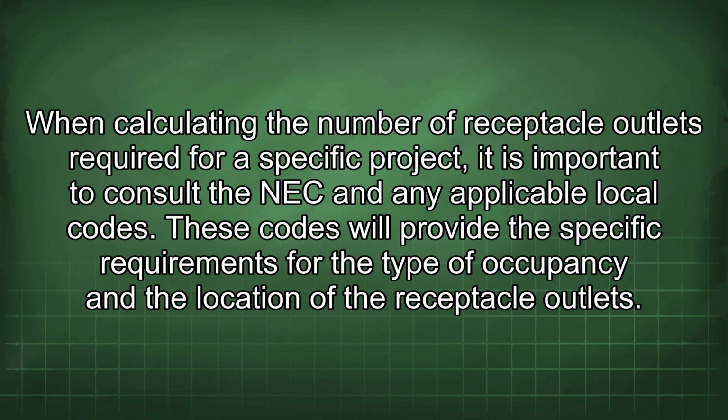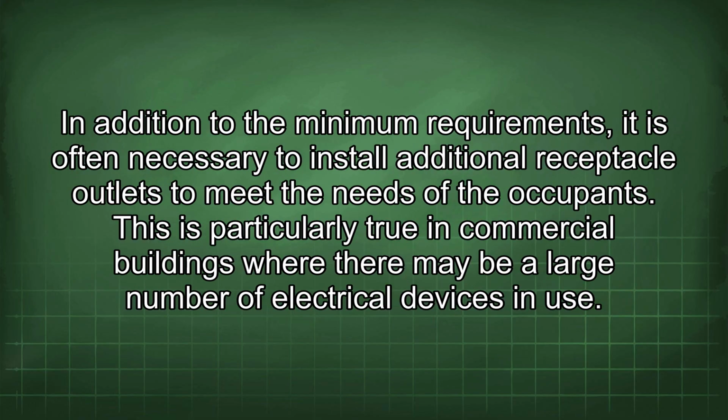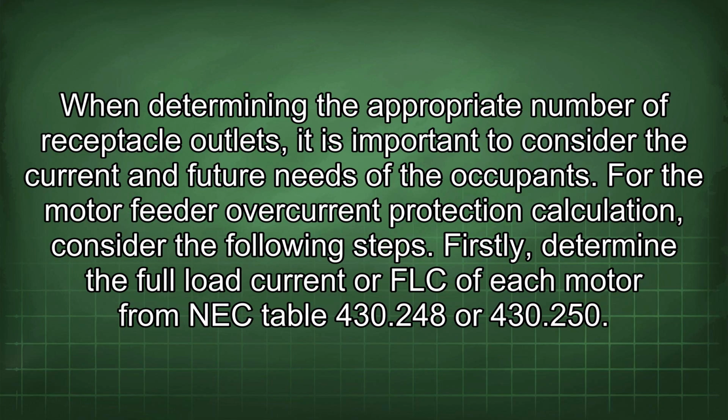When calculating the number of receptacle outlets required for a specific project, it is important to consult the NEC and any applicable local codes. These codes will provide the specific requirements for the type of occupancy and the location of the receptacle outlets. In addition to the minimum requirements, it is often necessary to install additional receptacle outlets to meet the needs of the occupants. This is particularly true in commercial buildings where there may be a large number of electrical devices in use. When determining the appropriate number of receptacle outlets, it is important to consider the current and future needs of the occupants. For the motor feeder overcurrent protection calculation, consider the following steps.